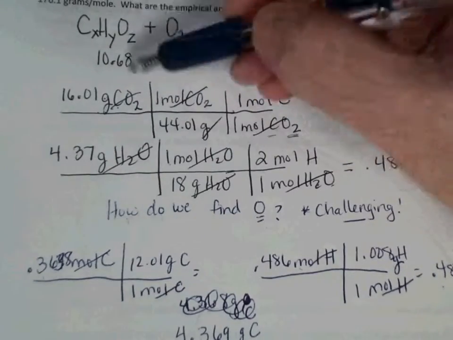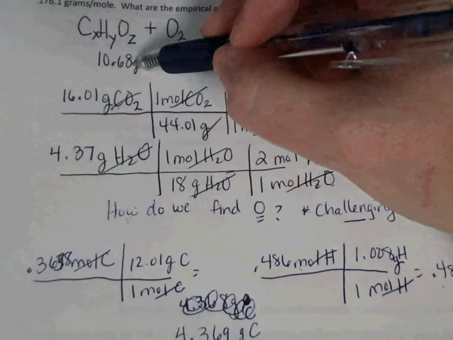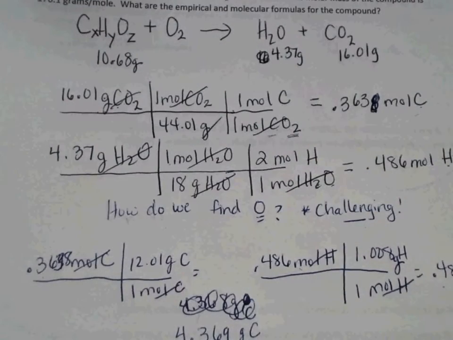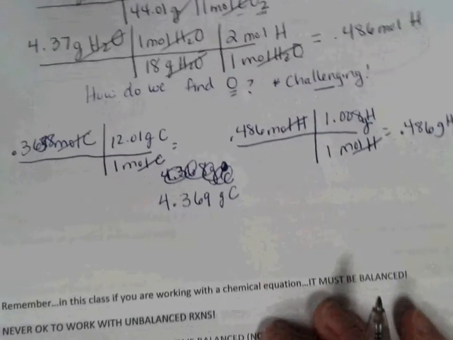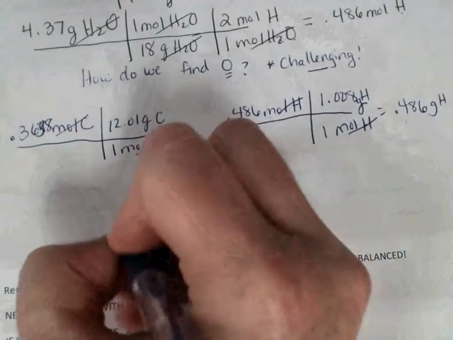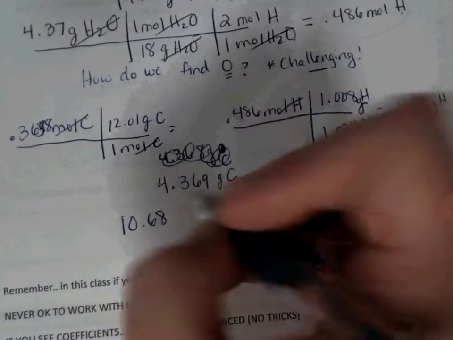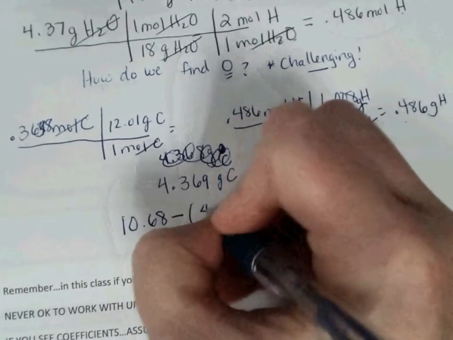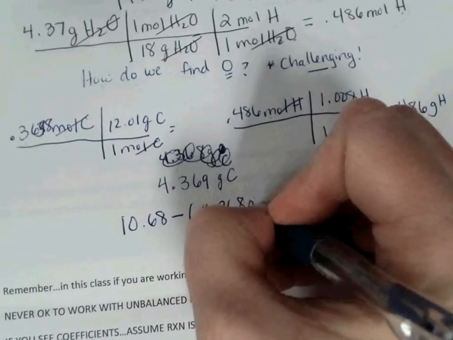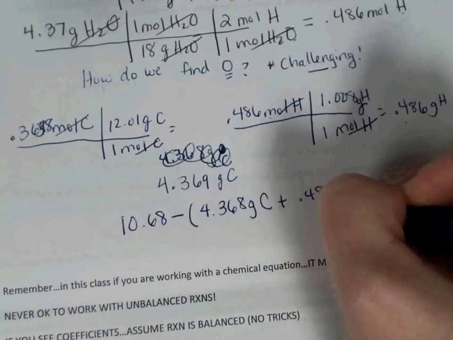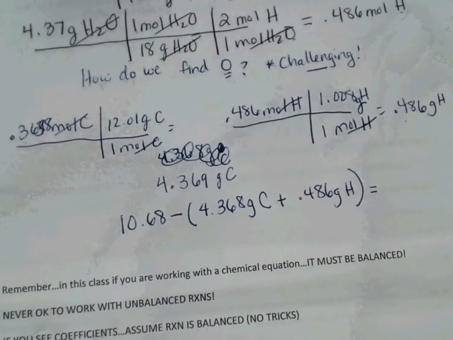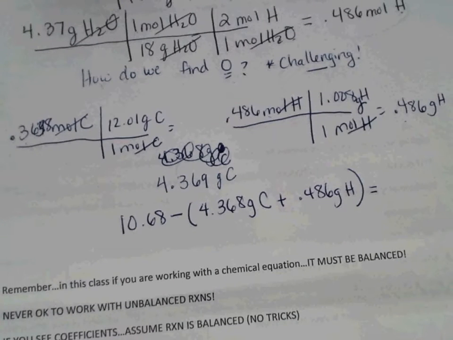So can't I find how much oxygen if I know all that information? I know the total. I know grams of this, and I can find grams of that because I've got some math skills, right? So like I could say, well, 10.68 is my total minus 4.368 or so grams of carbon plus 0.486 grams of hydrogen equals. Will that get me where I want to go? Y'all do this little calculation, see what we come up with.